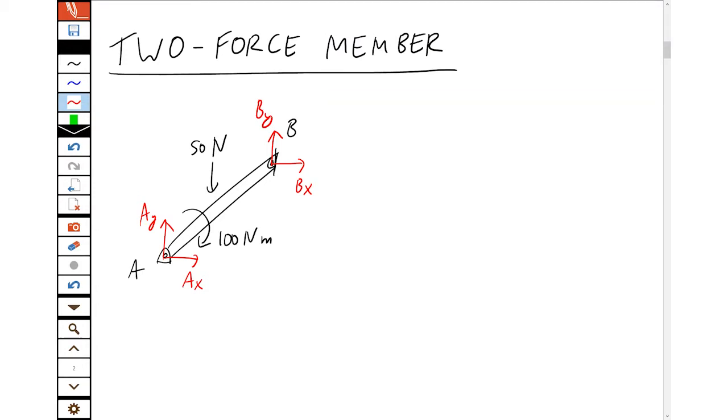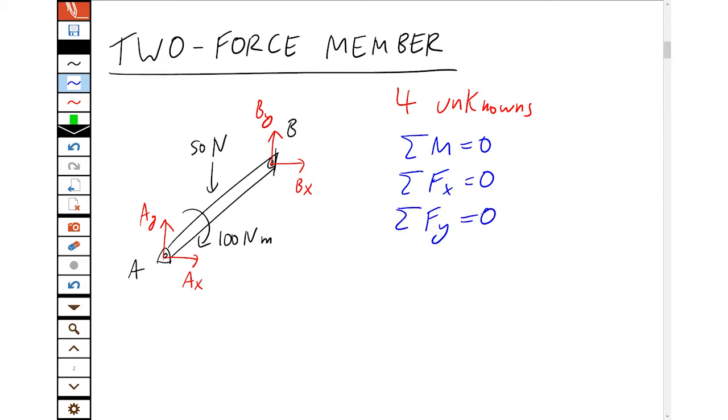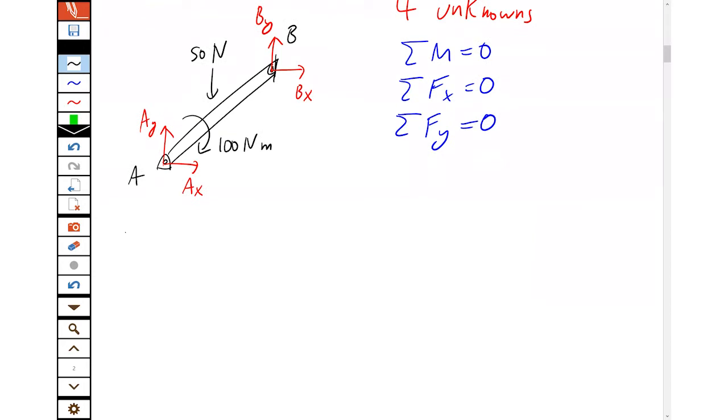And we can see we've got a whole problem here because we now have 4 unknowns. But we only have 3 equations. The sum of all the moments is 0. The sum of the horizontal forces is 0. The sum of the vertical forces is 0. So we'd need to go to other parts of the problem to get more information to solve it. And we can certainly do that. But if we have a special case of a two-force member, life gets a lot easier. So we always keep an eye out for these.